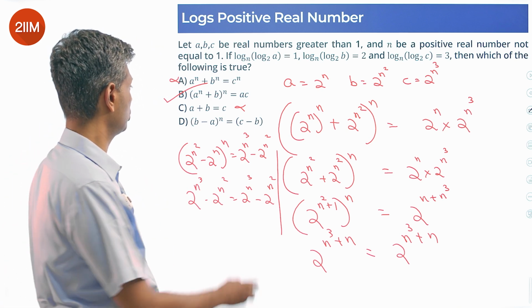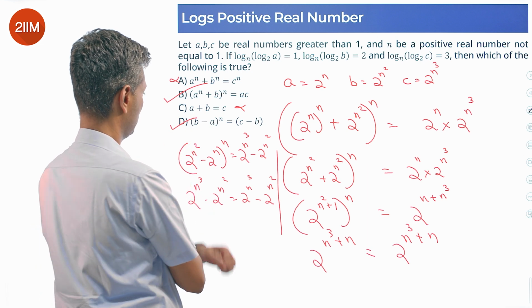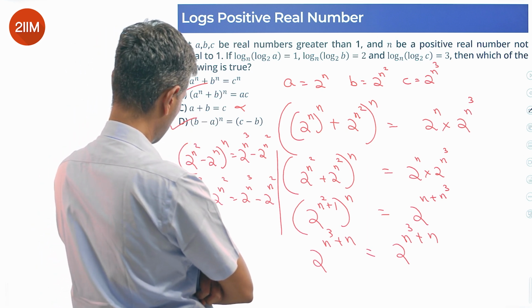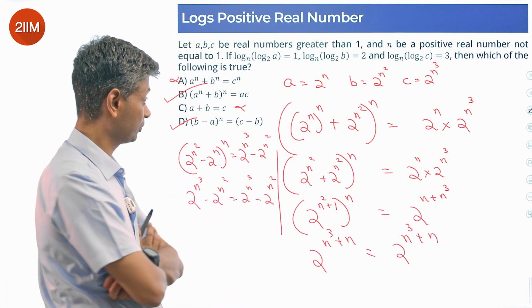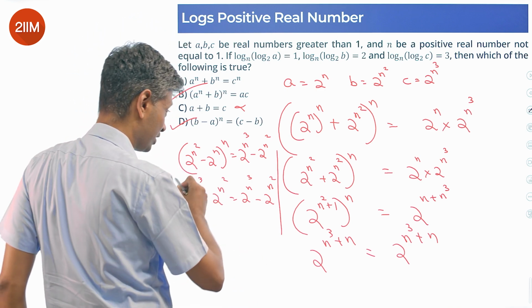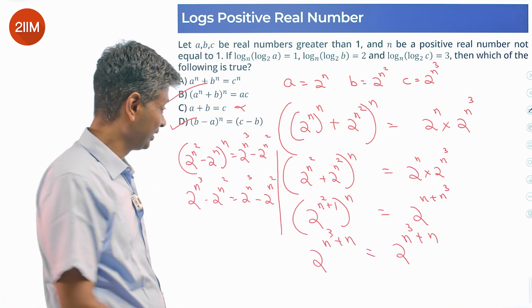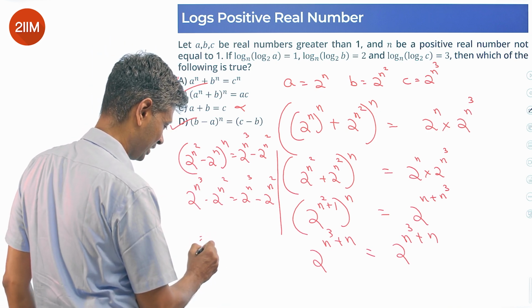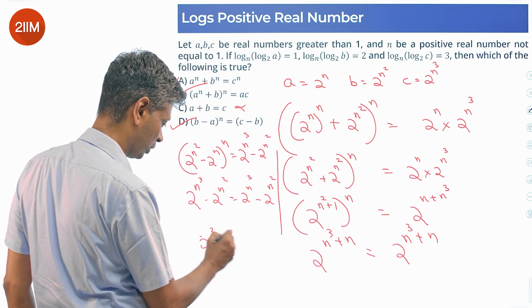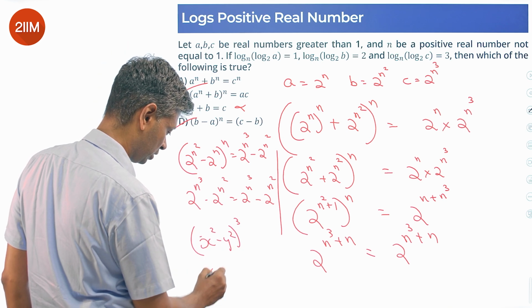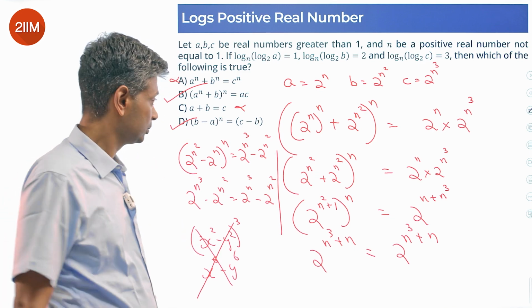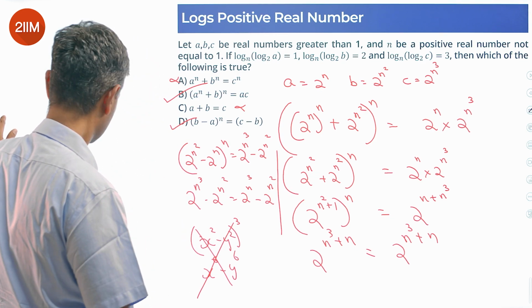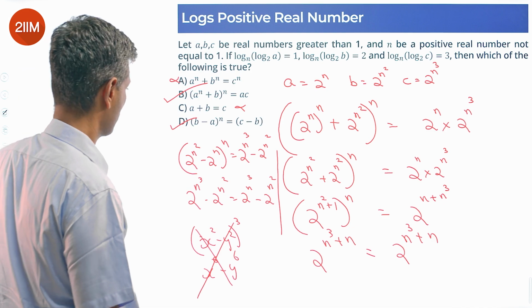Which of the following is true? This is true and this is true. 2 power n square minus 2 power n the whole square, whole power n. Okay, this doesn't work. I've just expanded it like this. It doesn't work like that. x square minus y square whole cube is not x power 6 minus y power 6. So don't make these silly mistakes as if you don't know anything.